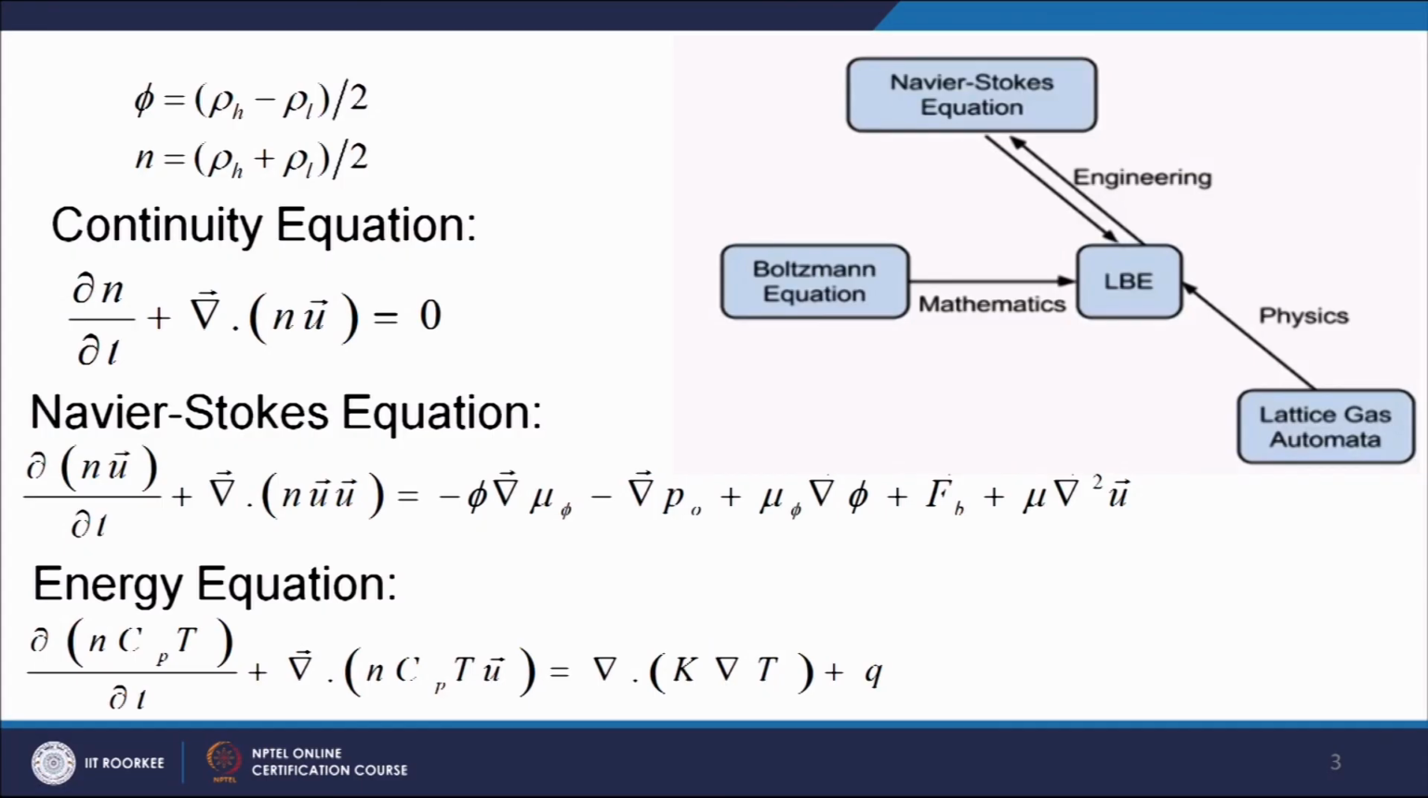So, in the LBM two-phase framework, first we convert the individual phase equations to equations involving n. So, a continuity equation involving n, a Navier-Stokes equation involving n, and finally, if energy is there, an energy equation involving n. Here n is nothing but (rho h plus rho l) divided by 2.